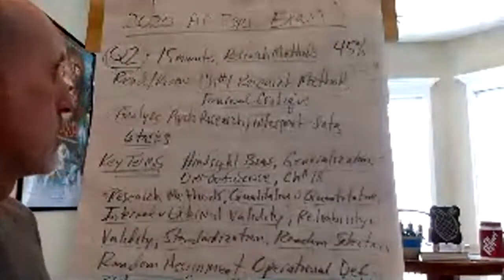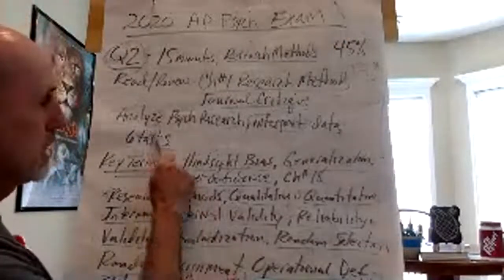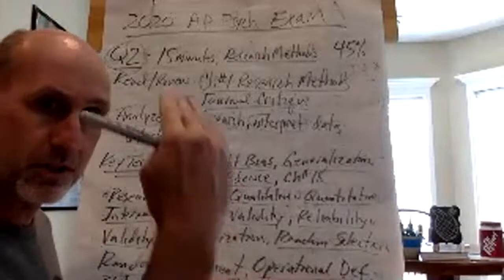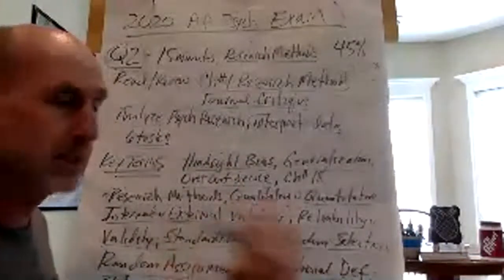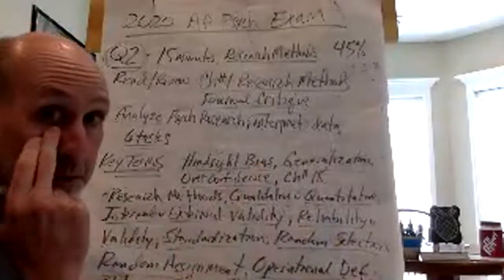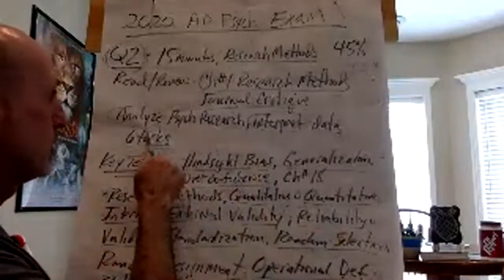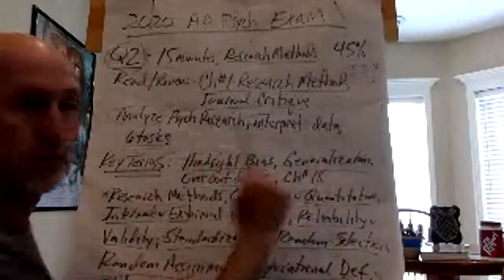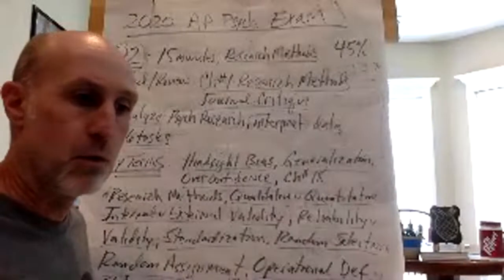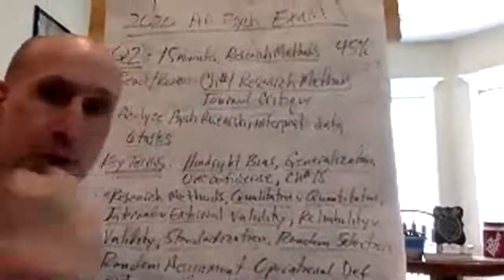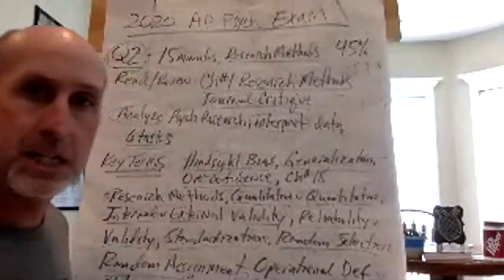All right. So the question is going to be that they're going to give you some type of research. They're going to summarize some type of research method, and they're going to give you data in a chart. That's what they're going to do. And so what they're going to ask you to do is analyze the research and interpret the data. So what conclusions can be drawn from this research?